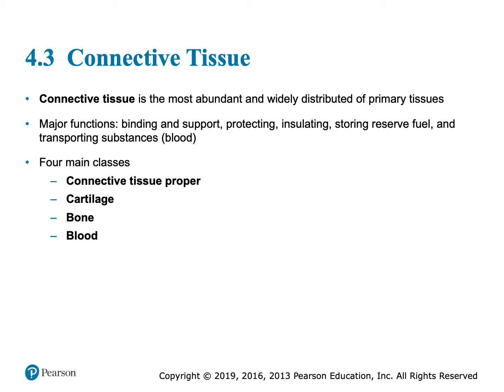We have 4 classes of connective tissue. So connective tissue proper means that it's a kind of tissue that genuinely connects something. So like, say, your skin to your muscle underneath. So connective tissue proper, and we're going to break these down, and you're going to see some of them in lab too. Cartilage. Cartilage is a kind of connective tissue. Bone is a kind of connective tissue, and this is weird. The only liquid connective tissue we have is blood.